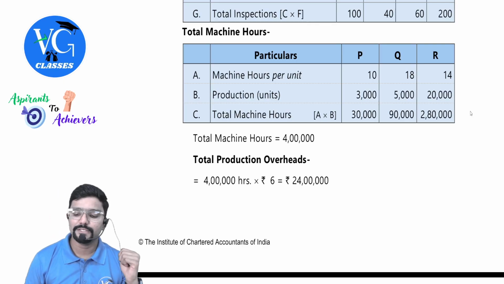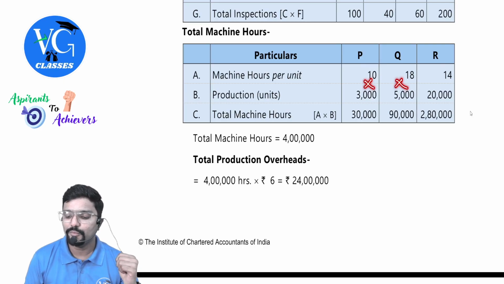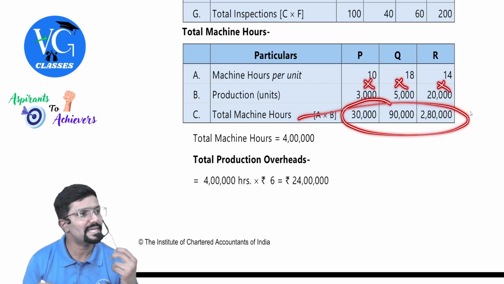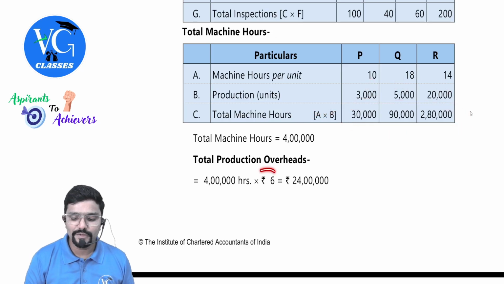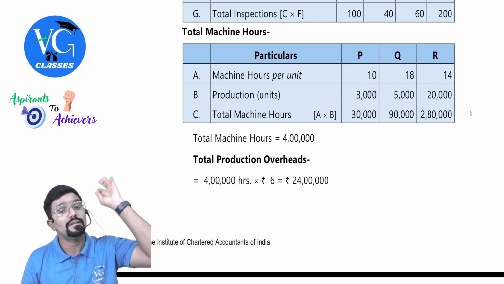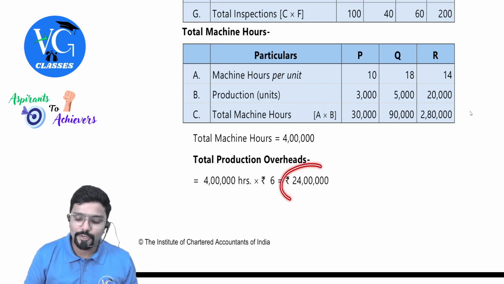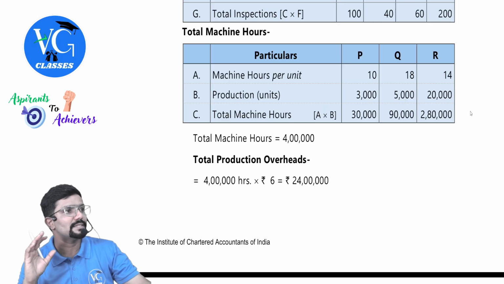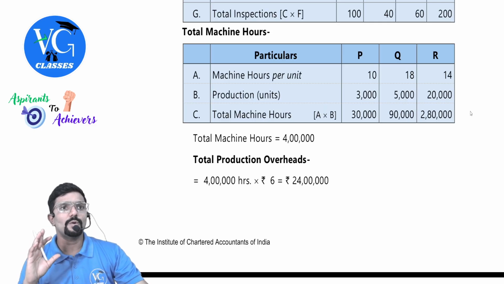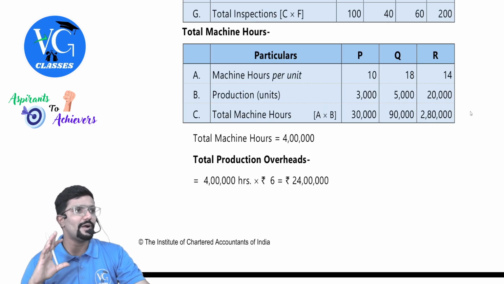Machine hours per unit is how much? 10, 18, 14. If I multiply that with the number of units, will I get total machine hours? Yes. Now, for each unit, what is the machine hour rate as per traditional costing? 6 rupees. So, can I tell my total overhead cost is 24 lakh? Any doubt in this? My total overhead cost is 24 lakh. How did we do it?